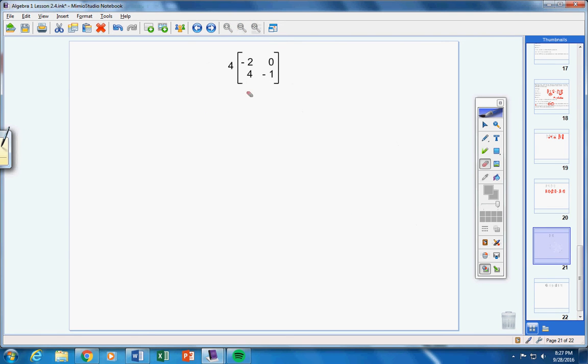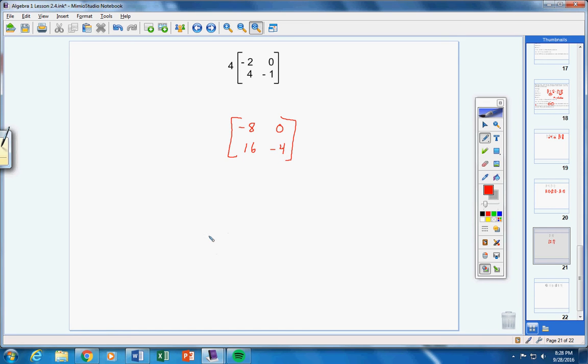Okay, now this is interesting here. We're really not adding or subtracting, but we're going to take a number that's outside the matrix. And of course, you can probably figure this out. This number right outside the matrix means multiplication. So we're going to take this number and multiply it through. So 4 times negative 2 is negative 8. 4 times 4 is 16. 4 times 0 is 0. 4 times negative 1 is negative 4. Wow, talk about easy. Piece of cake.